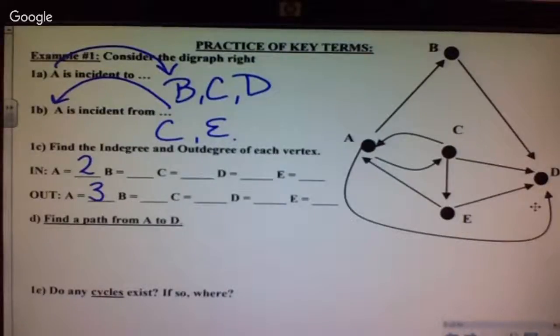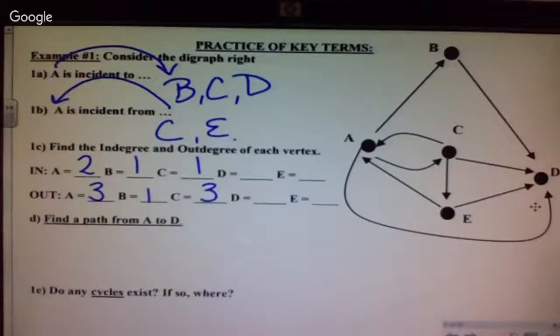B, how many go in? 1. How many come out? 1. That's how it should go. C, how many go in? 1. How many come out? 3.